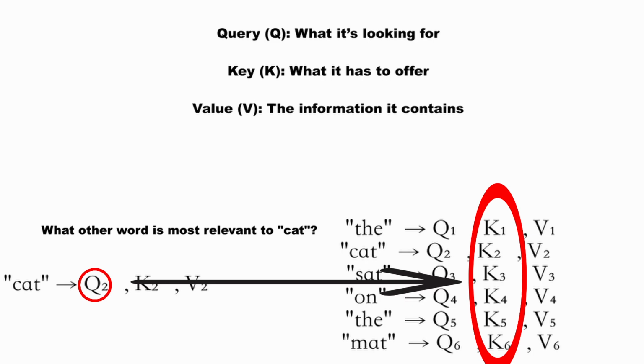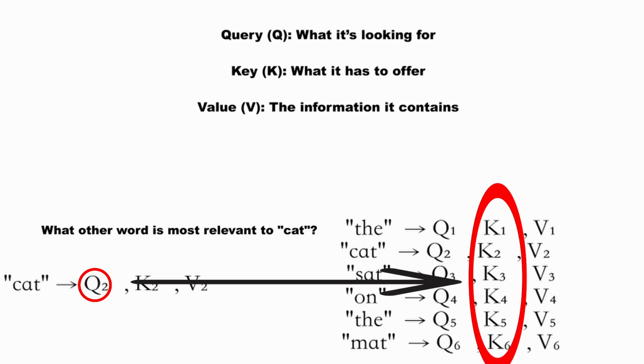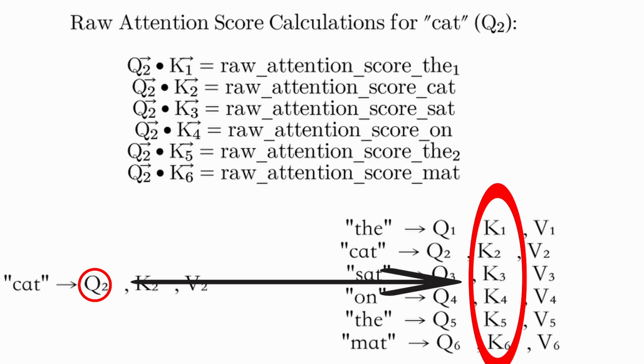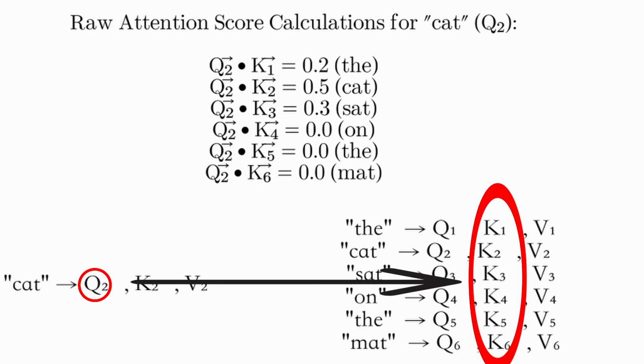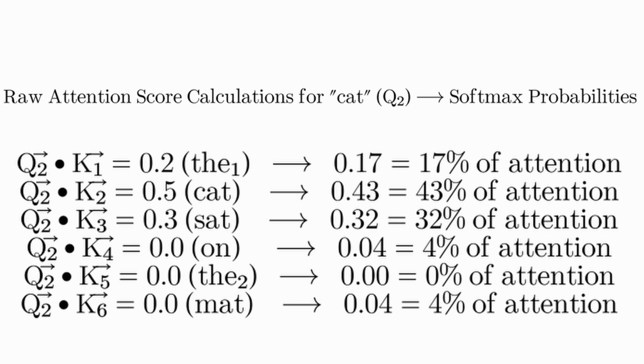We're essentially asking how much should cat pay attention to the words in the sentence. This comparison is done using a dot product, which measures how similar two vectors are, or in other words, how strongly they relate. After doing the dot product, we get a set of raw attention scores. These raw attention scores are then normalized using the softmax function, turning them into probabilities that sum to 1. This means cat mostly focuses on itself and on the word sat, since they're most relevant in context.